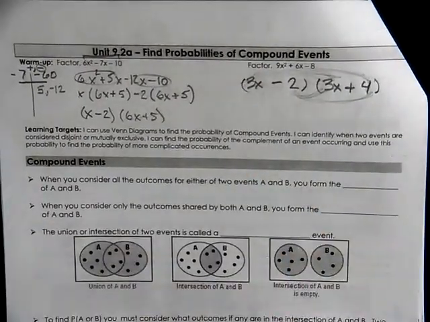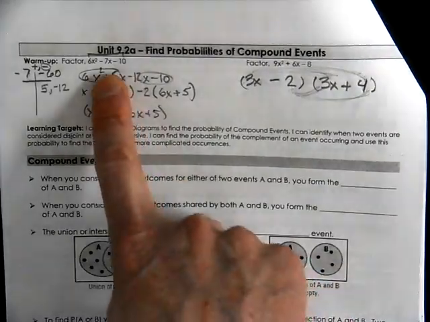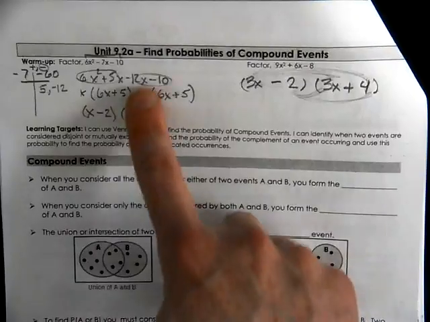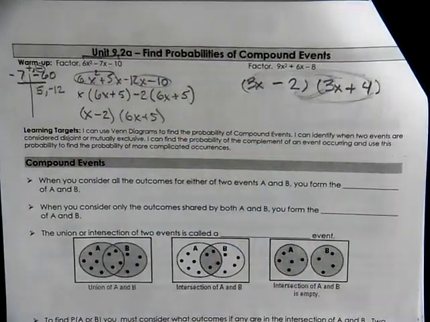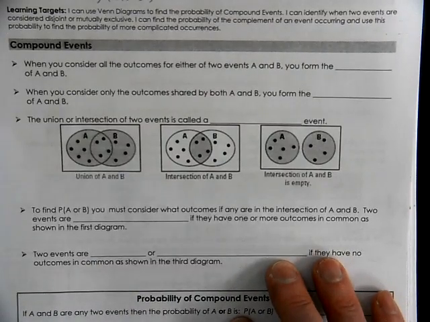So sometimes factor by grouping can be good. If you don't prefer factor by grouping, you can always use guess and check, sorry. We can use factor by grouping. We're going to move on to compound events.